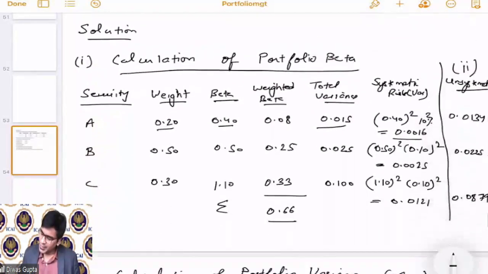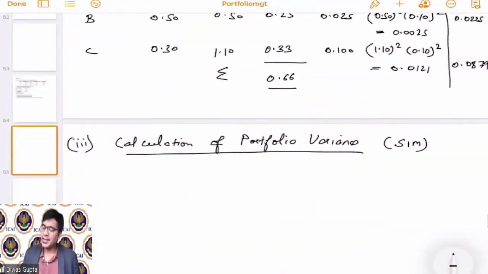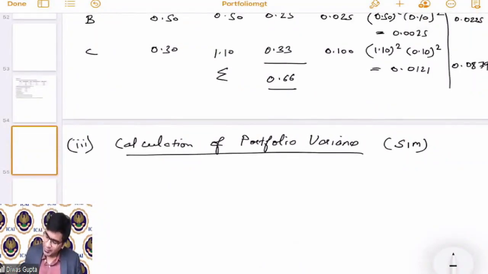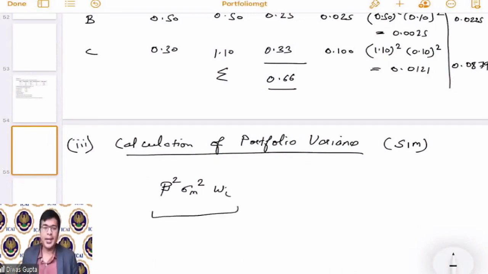Now, students, if you see, we have already calculated the portfolio beta. Now, if you remember, what does the formula say? Beta square, standard deviation of market square, and with respective weights we have to multiply. That is for the systematic risk, plus here it was the residual variance, which is the unsystematic risk, multiplied by the weights, and then taking a sum of all the observations. This was what the formula is.